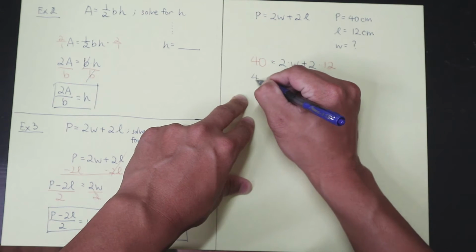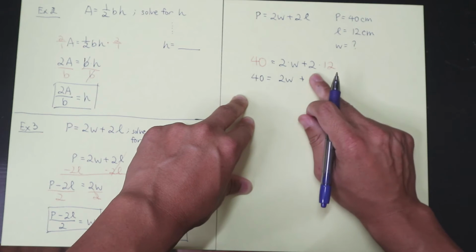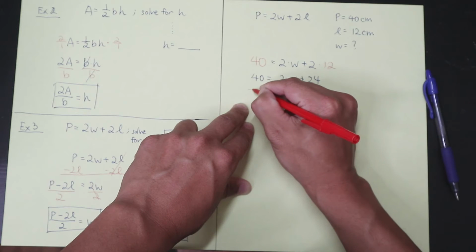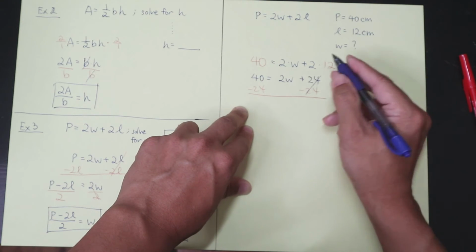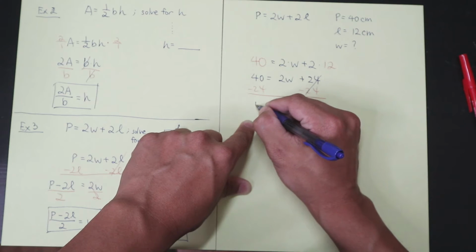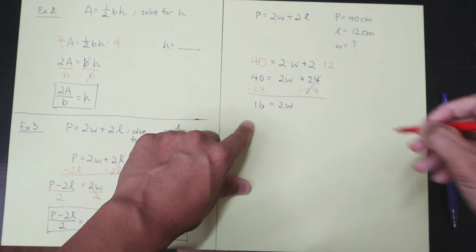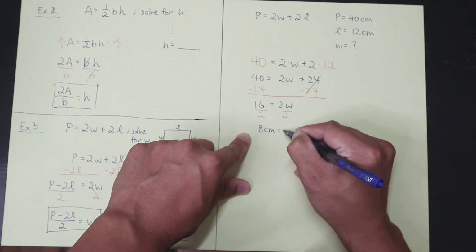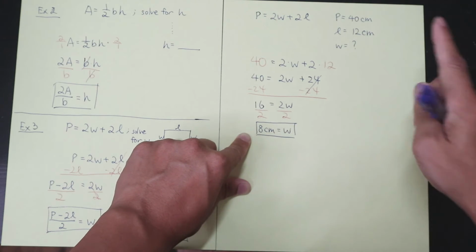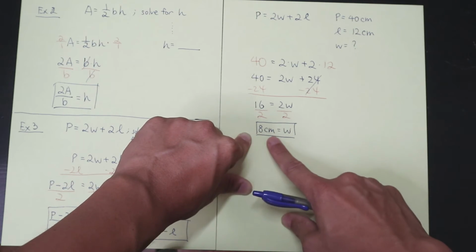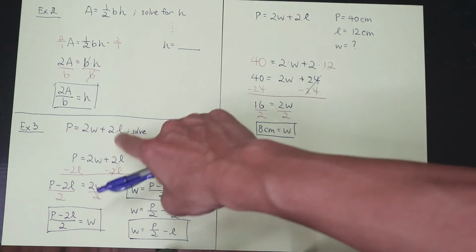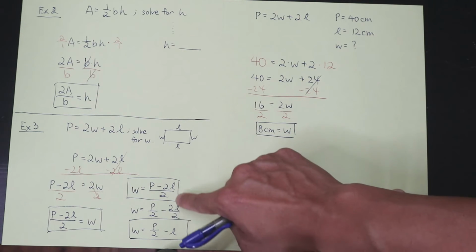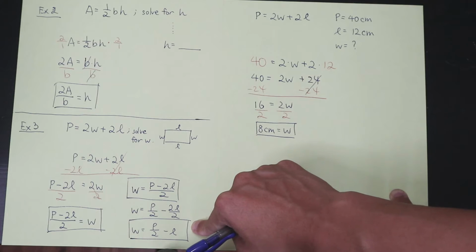So let's simplify. 40 is equal to 2W plus 2 times 12, which is 24. Well, you're going to solve this two-step equation by subtracting 24 on both sides. So you're left with 40 minus 24, which is 16, is equal to 2W. We'll divide both sides by 2, and you get 8 centimeters as your width. So that means the width of the rectangle, when these numbers are true, is 8 centimeters. So you could use the original equation to find the width, or if you want, you could use the new equation that you found to find the width of the rectangle.